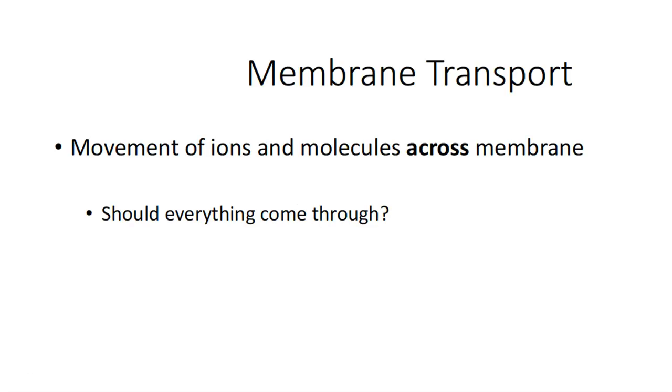Okay, so part 2 of chapter 5 is going to cover membrane transport. So as it relates to our membrane, we have to ask ourselves, what do we want to come through the membrane? There's going to be a lot of ions and a lot of molecules that can come across it, but not every single thing should come through it.